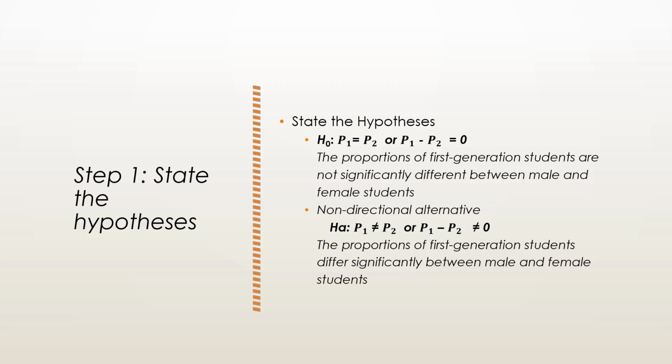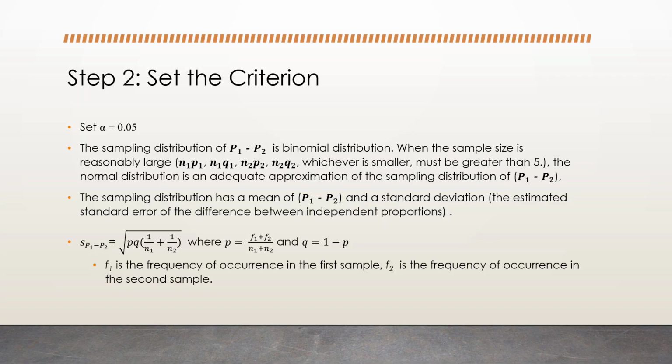The null hypothesis says that P1 equals P2, meaning the proportions of first-generation students are not significantly different between male and female students. The alternative hypothesis, HA, is P1 not equals P2, which states that the proportions are significantly different. Remember, these capital P's represent population parameters, not sample statistics. Now, step 2, we'll use alpha equals 0.05.